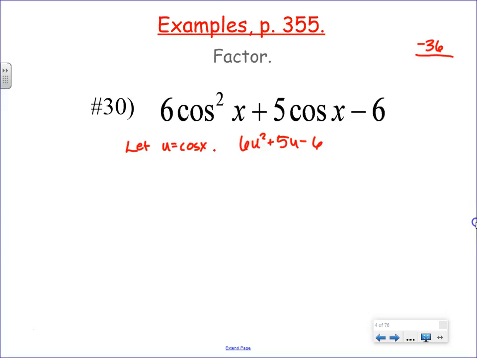Negative 6 and negative 1. No, 6 and negative 1. No, that doesn't multiply to 36. Oh, 36. Well, yeah, 4 and 9. A negative 4 and a positive 9, right? To get a positive 5.